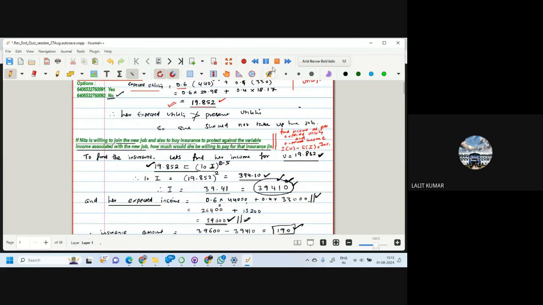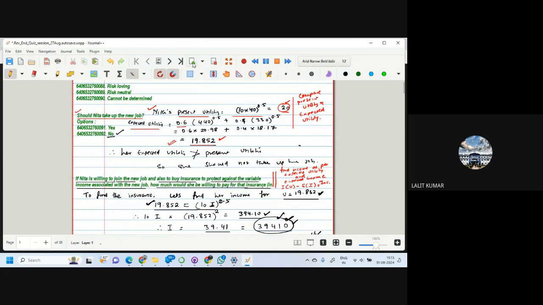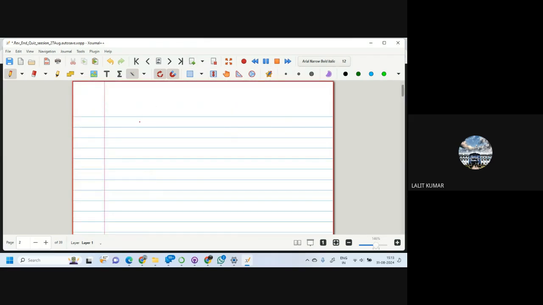See, I will just tell you. If my present income is, for example, 40,000, and I'm told, not considering the utility function at all, that 0.6 times I will get 44,000, and 0.4 times I will get 33,000, then my expected income will become 0.6 into 44,000 plus 0.4 into 33,000.